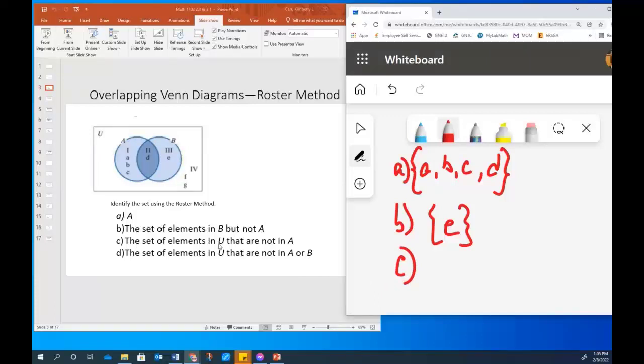So what's the set of elements that are in the universal set, which means they're anywhere on there, but are not in A? Well, if it's not in A, I need everything that's not inside circle A. So I'm going to go over here to my set notation. Not in A means I'm not going to use that circle. So I do want E, but that's not all. I also need to get F and G.